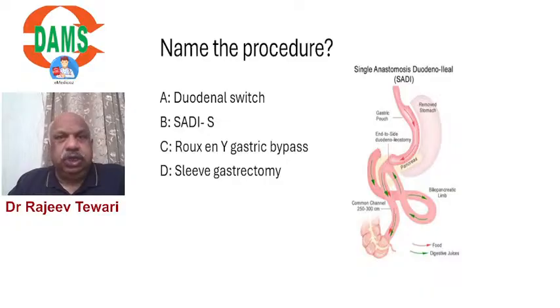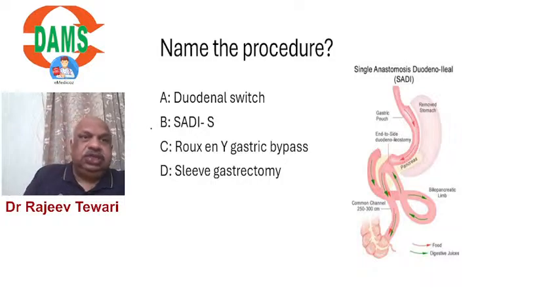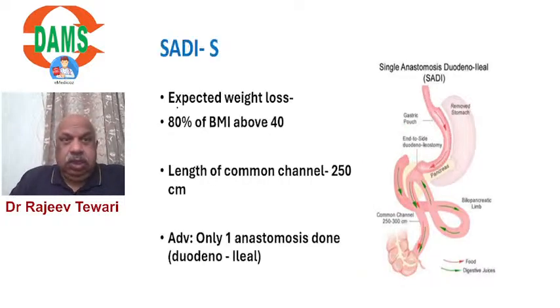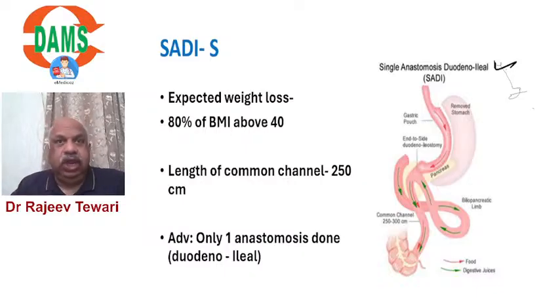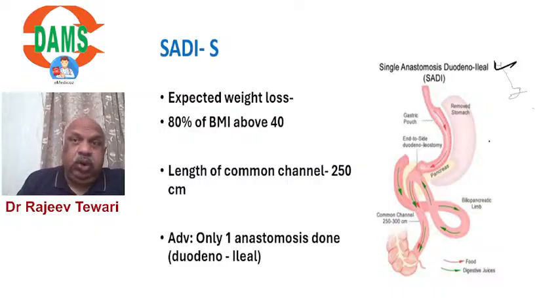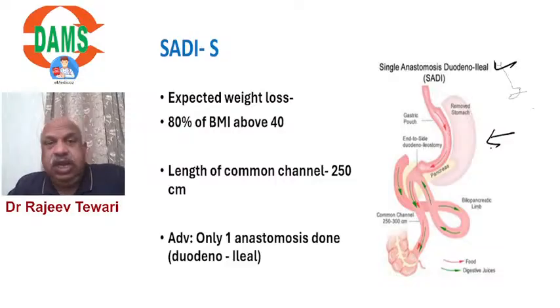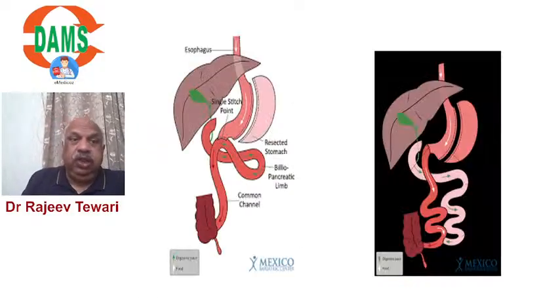Name the procedure. The same photo I showed in DVT in DAMS. This is SADI-S, single anastomosis duodenal ileal sleeve gastrectomy. And this is the slide I showed in DVT, exact same photo. How to differentiate? Here I am doing sleeve gastrectomy, and in duodenal switch I also do sleeve gastrectomy. So how to differentiate between the two?